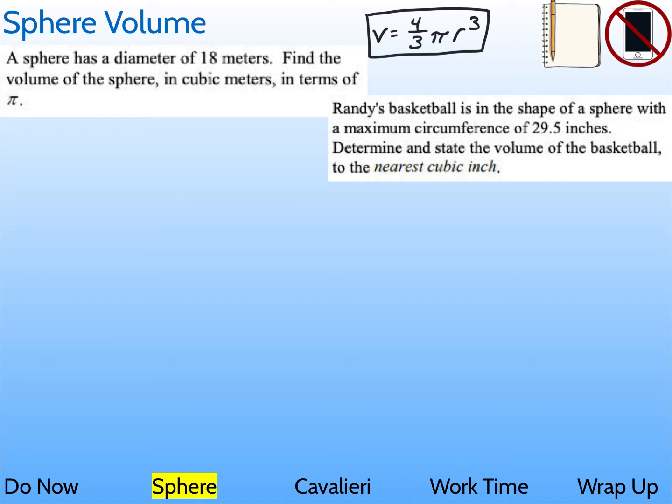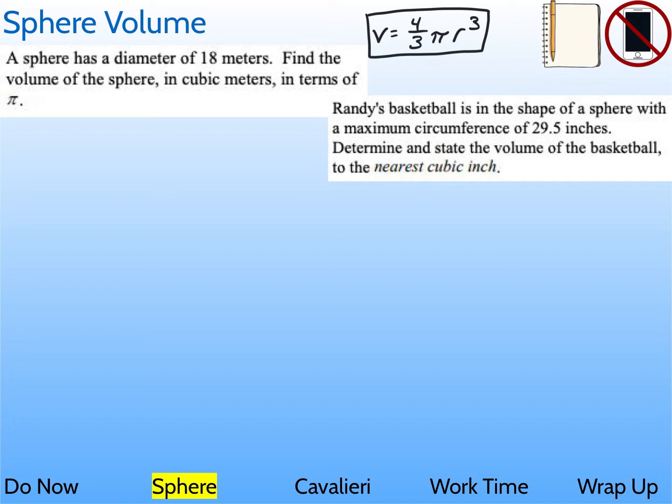All right, in this we're going to be finding the volume of spheres. And the formula to find the volume of a sphere is 4/3 times pi times the radius cubed. So in this first one we're looking at, we have a diameter of 18.